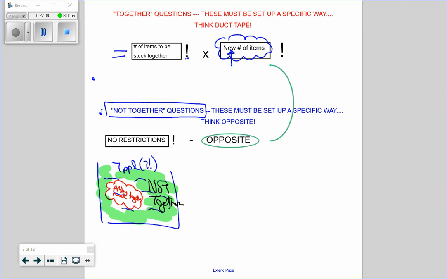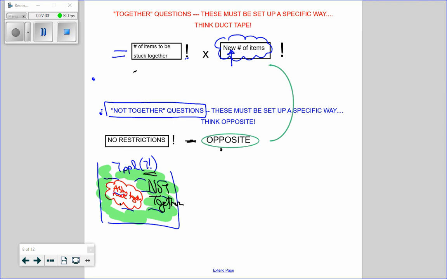So for a not together question, what you do is you just do the no restrictions. You've got 7 people. 7, 6, 5, 4, 3, 2, 1. And you minus it the opposite. Well, what's the opposite of not together? Together. How do you do together questions? Right there.